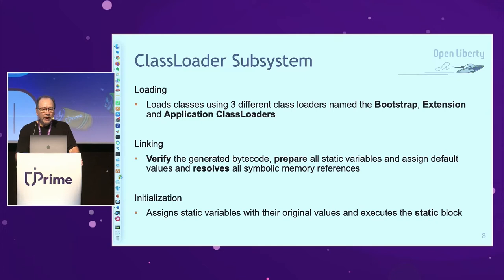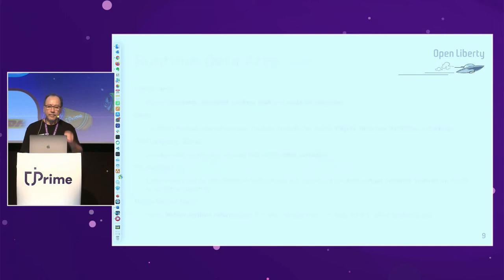So the class loader subsystem basically has three phases: loading, linking, and initialization. The loading phase is what loads all your Java bootstrap and your library extension files and your application itself. And that's also the biggest bottleneck during startup. So we're going to talk about ways to make that more efficient. And the rest of that, the linking and initialization, is all about verifying your bytecode's correct and initializing your variables and setting those up.